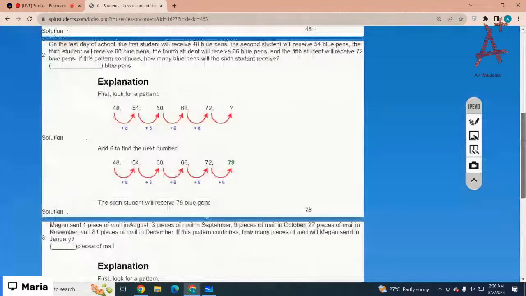Okay, first we have to look for the pattern, right? So you can see the numbers are increasing. 48 plus 6 is 54. 54 plus 6 is 60. 60 plus 6. That means you can find the next number by adding 6. So 72 plus 6 is 78, right? Let's just start with the practice questions.